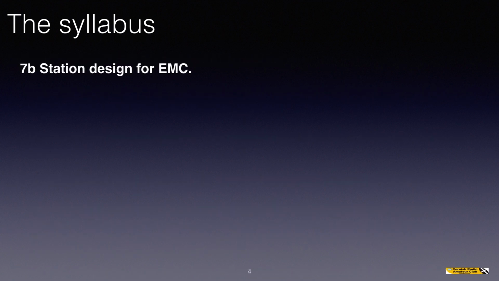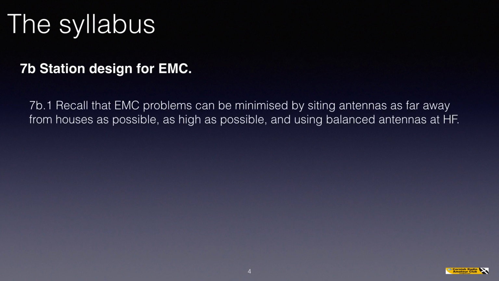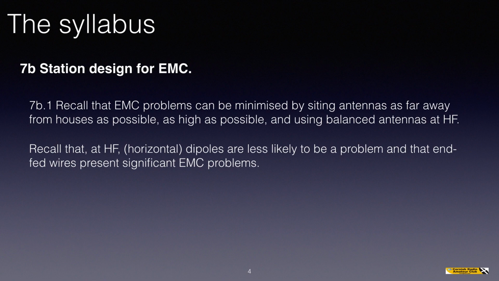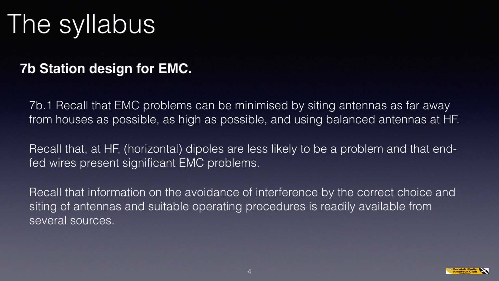And then we go on to look at station design for EMC. Recall that EMC problems can be minimized by siting antennas as far away from houses as possible, as high as possible, and using balanced antennas at HF. Recall that at HF, horizontal dipoles are less likely to be a problem and that end-fed wires present significant EMC problems. Recall that information on the avoidance of interference by the correct choice and siting of antennas and suitable operating procedures is readily available from several sources.